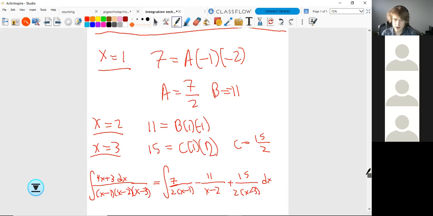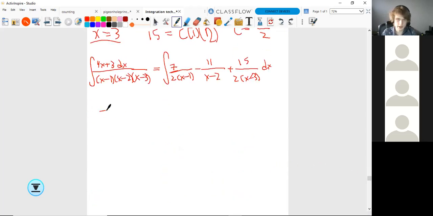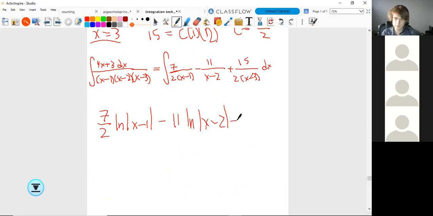And all of these are actually logarithmic integrals. So this is going to be 7/2 times the natural log of the absolute value of x minus 1, minus 11 times the natural log of the absolute value of x minus 2, plus 15 over 2 times the natural log of the absolute value of x minus 3, plus c.